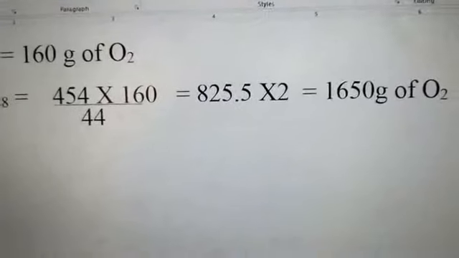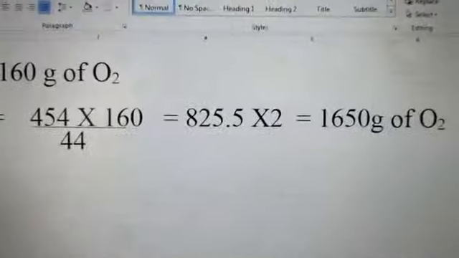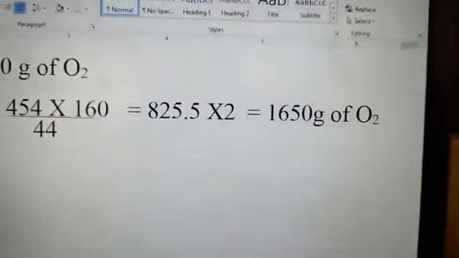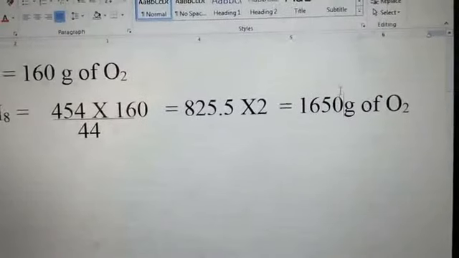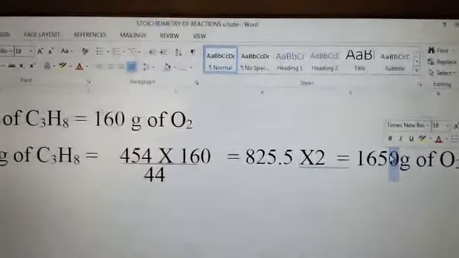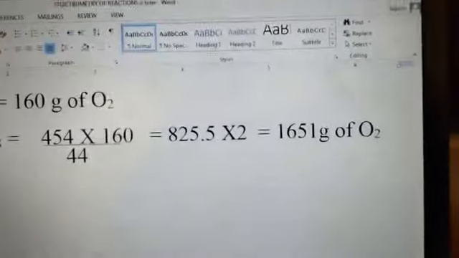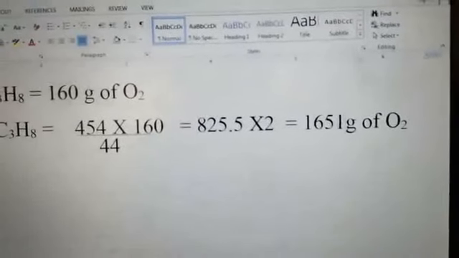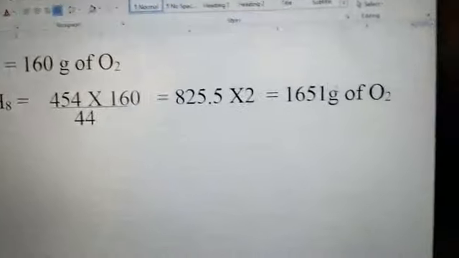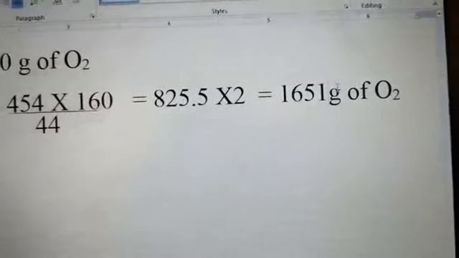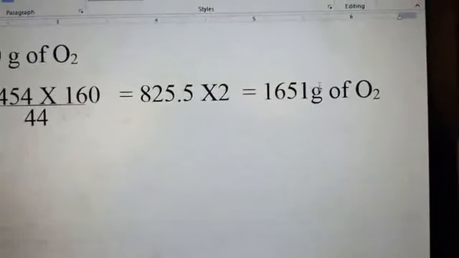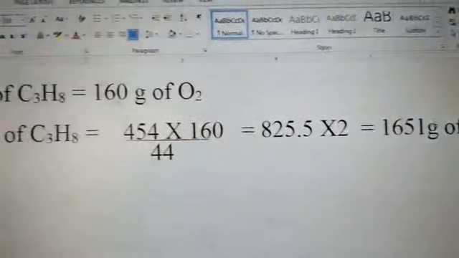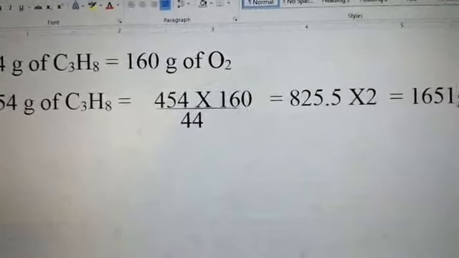2 times 5 is 0, carry 1. 2 times 5 is 0 again, plus 1 is 1. Okay, I did an error there. 2 times 5 is 0, carry 1. 2 times 5 is 0. And that'll give you 1 here. 1 there. 2 times 5 is 0. 10 plus 11, carry 1, 2 times 2, 4, plus 1, 5. So you're going to have 1,651 grams of oxygen. 1,651 grams of oxygen produced. Error corrected, please. So that is it.